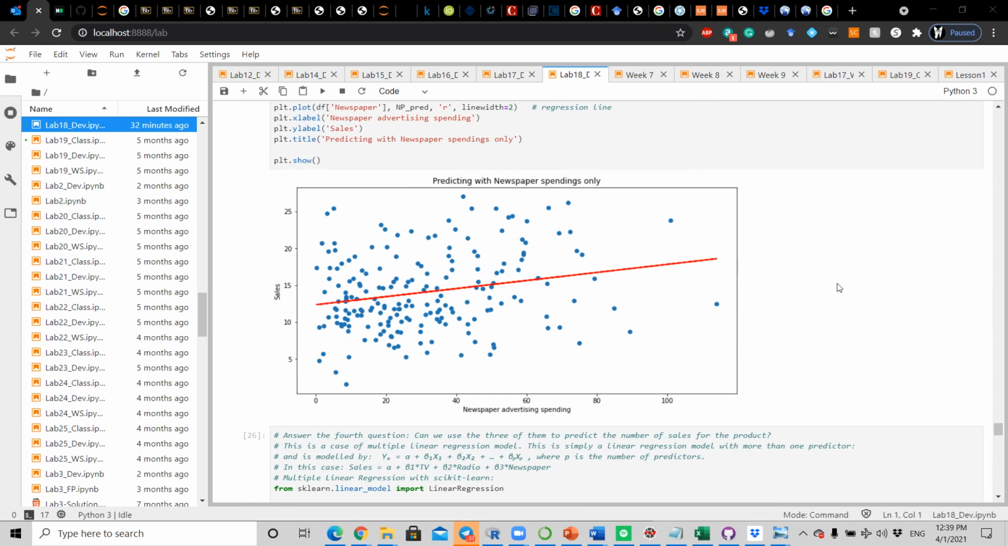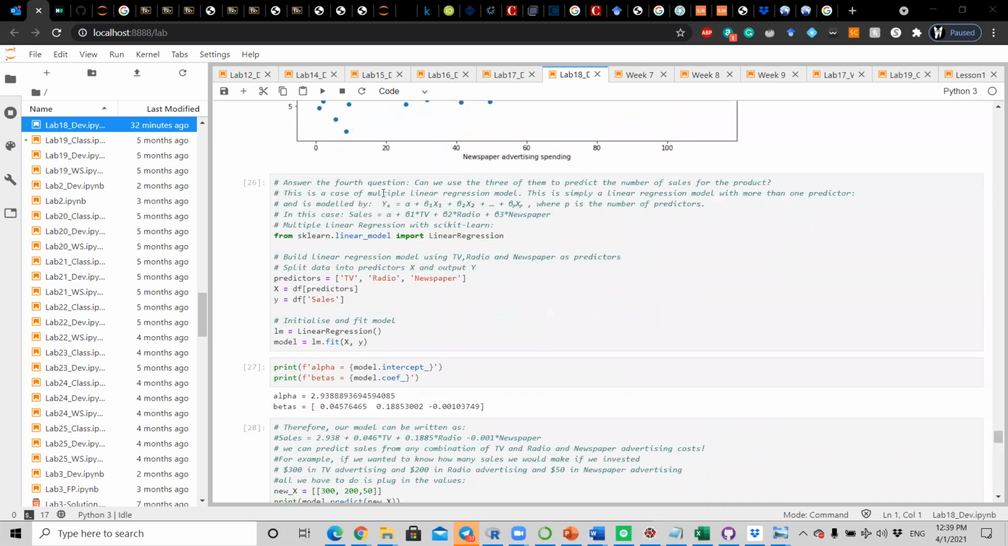Exactly. Now, this is the time for the final piece of the show. Can we use the three of them? Can we, at the same time, look at newspaper, TV, and radio spendings and predict the sales? This is a case of multiple linear regression. This is simply a linear regression model with more than one predictor, more than one input.